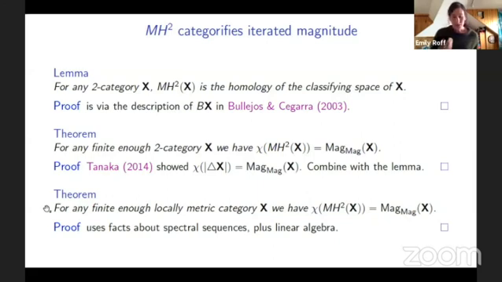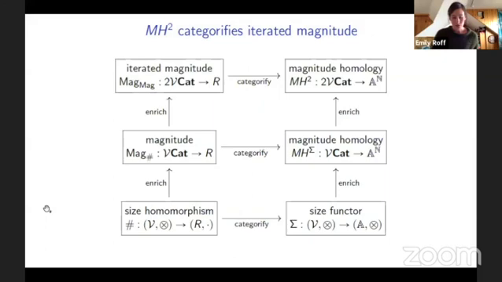Okay, so iterated magnitude homology does succeed in categorifying iterated magnitude in each of the two main cases that we're interested in. And we've seen, at least in abstract terms, what the magnitude homology of a bicategory or 2-category sees. And in the final few slides, I just want to tell you what I know so far about the iterated magnitude homology of locally metric categories.